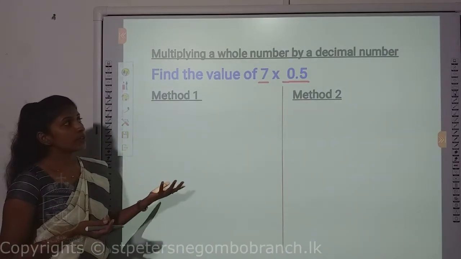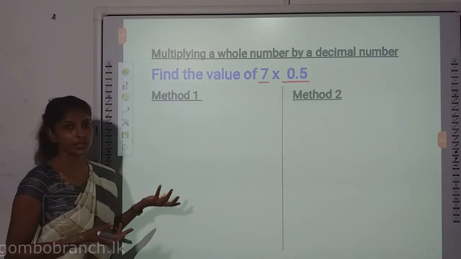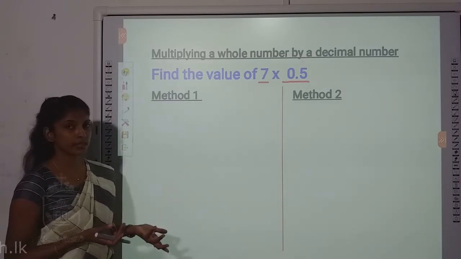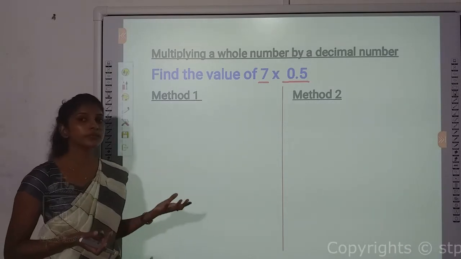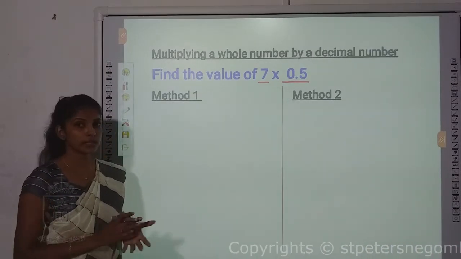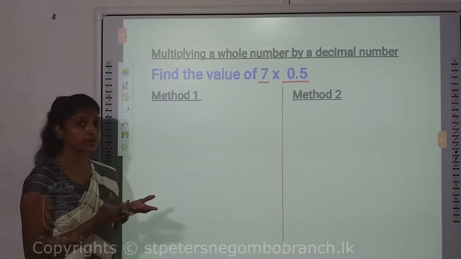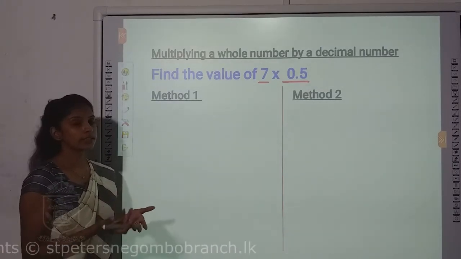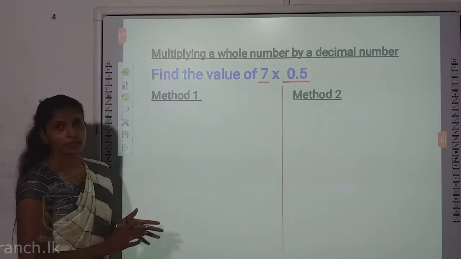So what are you going to do? How can we multiply and obtain an answer if you have these two types, whole number and a decimal? When you are multiplying this, there are two different ways of performing the calculation. So I am going to show you both methods. You all have to find out the easy method for you, and you can continue your calculations based on that method. So let's see the first method.